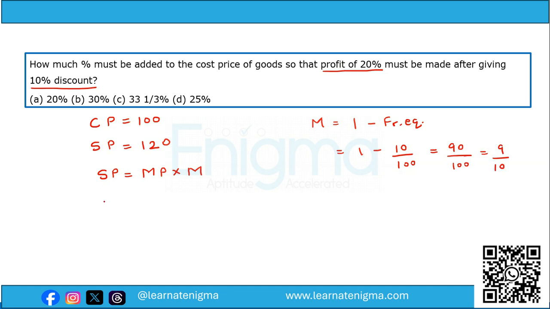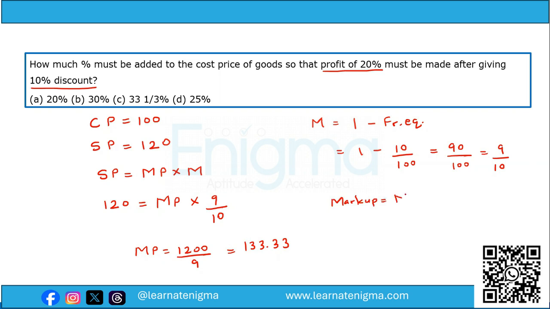Now selling price is 120. Marked price, we don't know. Multiplier is 9 by 10. So now solving this, marked price is equal to 1200 upon 9. Now, if we simplify this, marked price becomes 133.33.